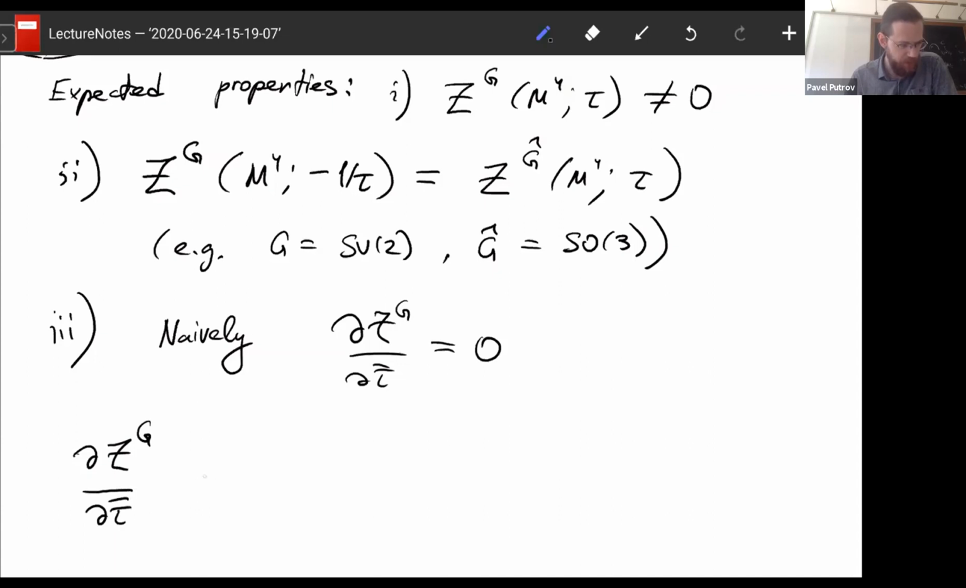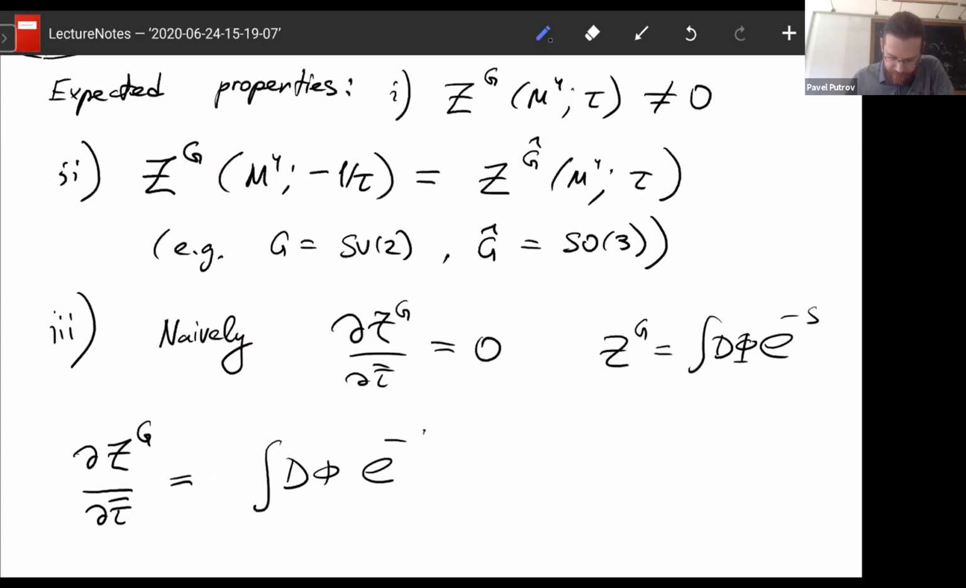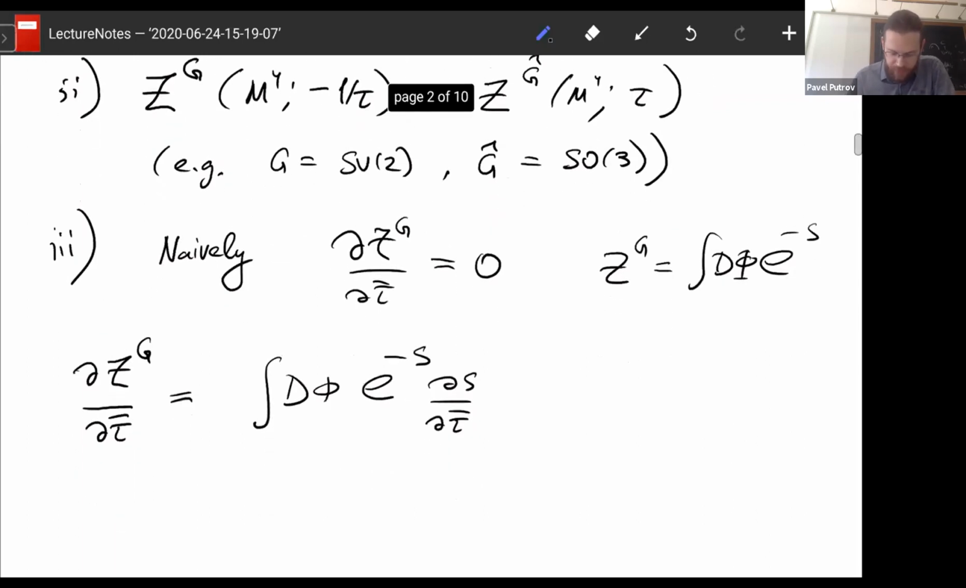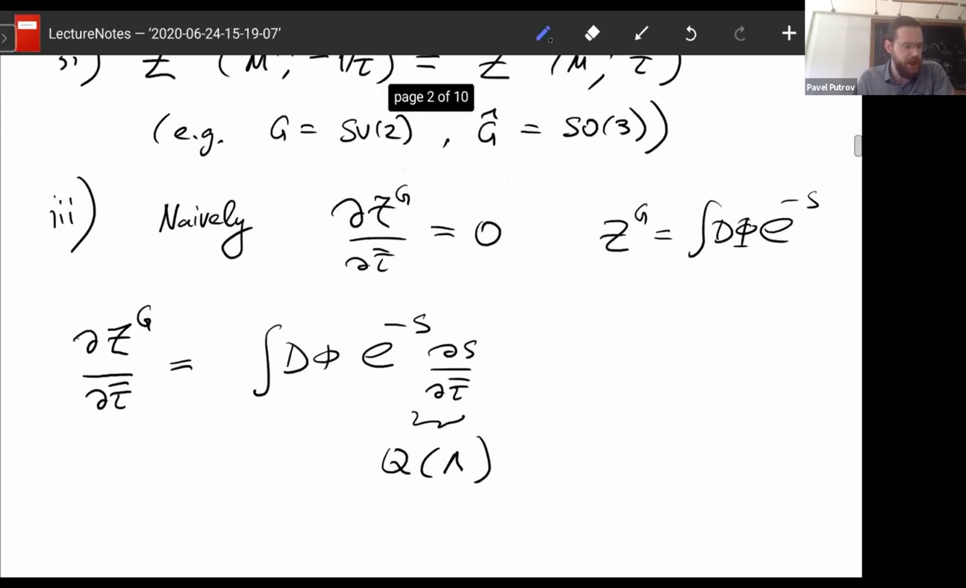So the naive argument goes as follows. This is important: this is for the twisted theory, what we consider in twisted theory. If you understand the partition function itself as a certain path integral over the space, let me denote by big phi a collection of all fields, e to the minus S, then the derivative will just descend down to the derivative of the action, and using the explicit expression of the action, you can show that this is Q, a certain supercharge, of some lambda, sometimes called the gauged fermion.